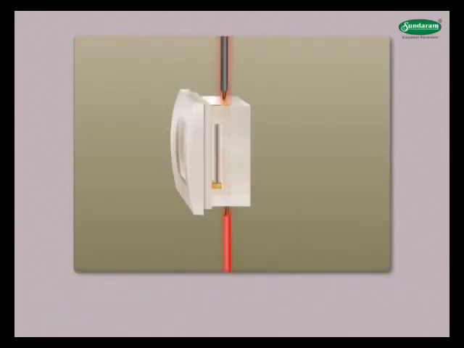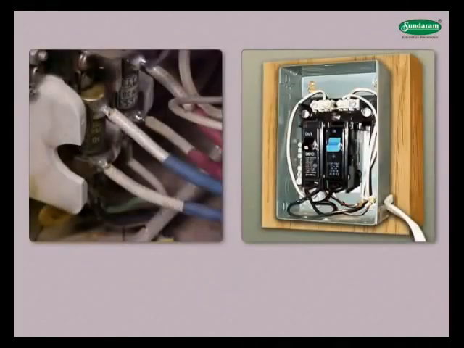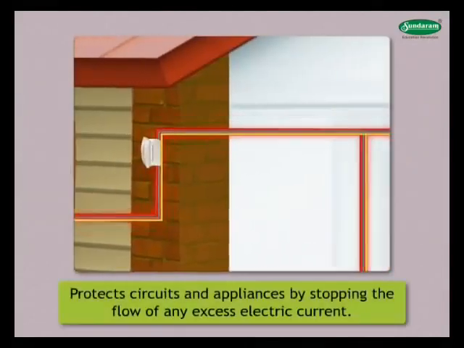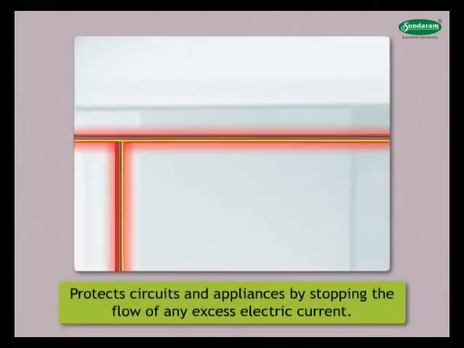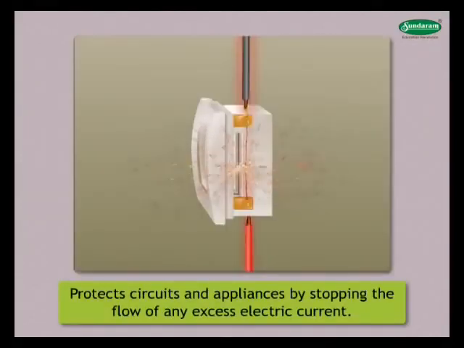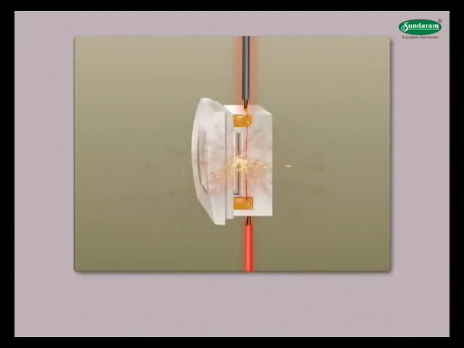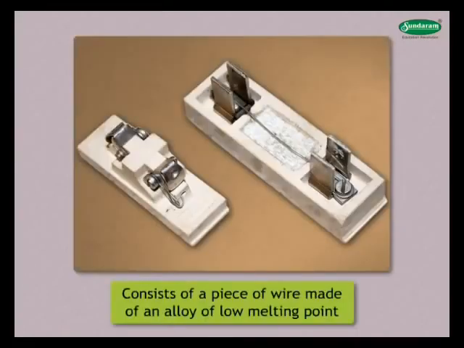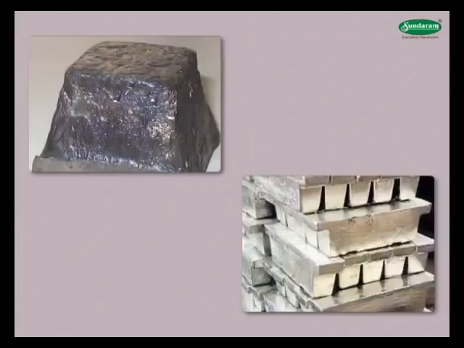An important application of heating effect is the fuse used in electric circuits. It protects circuits and appliances by stopping the flow of any excess electric current. The fuse is placed in series with the device. It consists of a piece of wire made of an alloy of low melting point, for example, lead and tin.